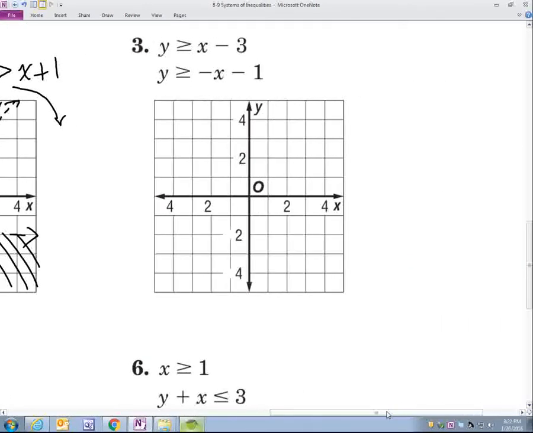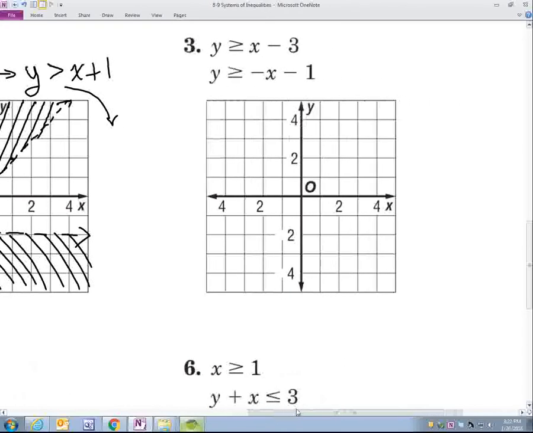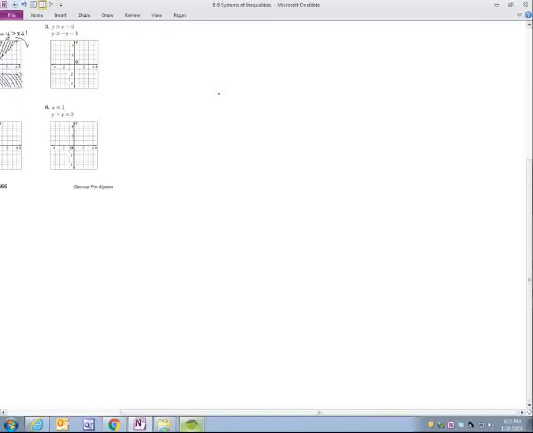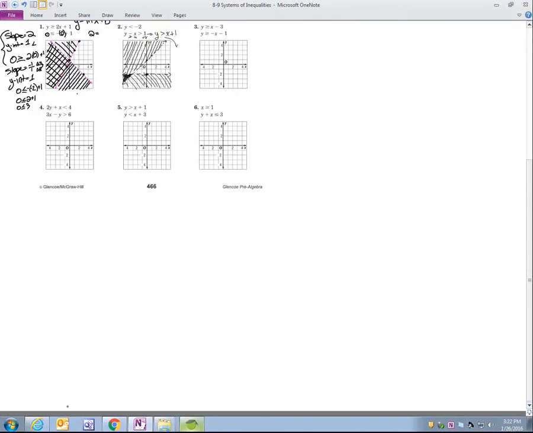Now let's see a hard one. I don't have time to do much more. What do I want to do? Which one's the hardest?